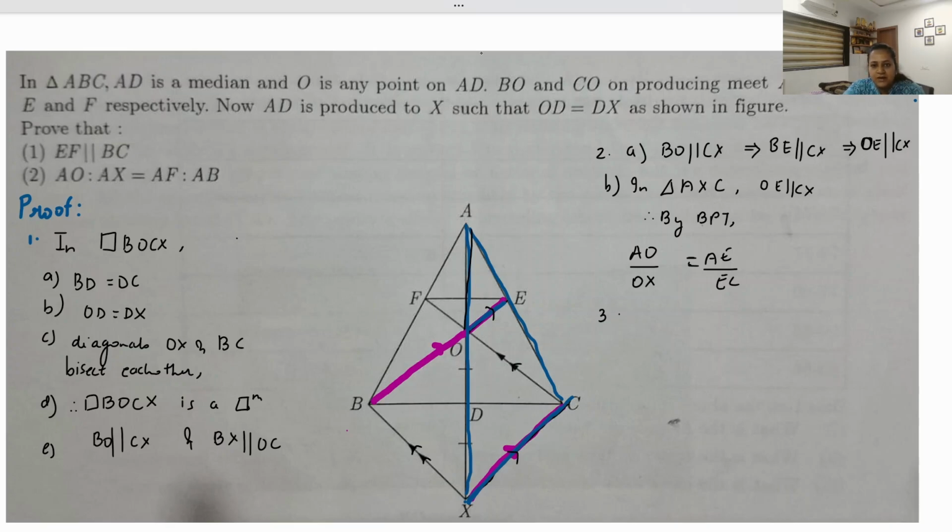Similarly, we know that this time we are going to say OC is parallel to BX. Now, if OC is parallel to BX, we can say that FC is parallel to BX. And because FC is parallel, we can say FO is parallel to BX. And then we are going to consider this triangle.